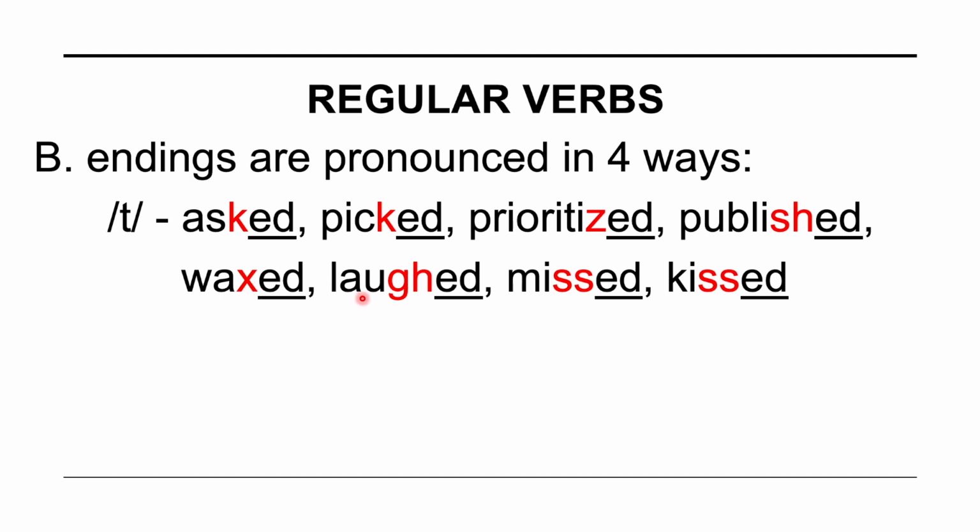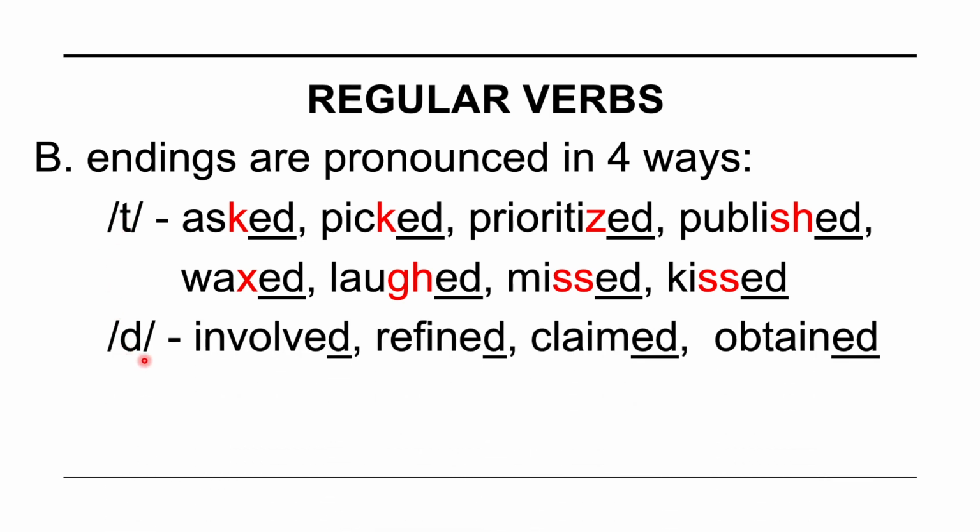X for wax, laugh. Okay, we see GH, but the sound is F. Miss, so double S. The same is true with kiss, double S. Notice guys, if these verbs are ending with these sounds, we have the final T sound. Okay, so we say asked, picked, prioritized, published, waxed, laughed, missed, kissed. Okay, so final T sound. That's one pronunciation of the ending of regular verbs for the past and past participle.